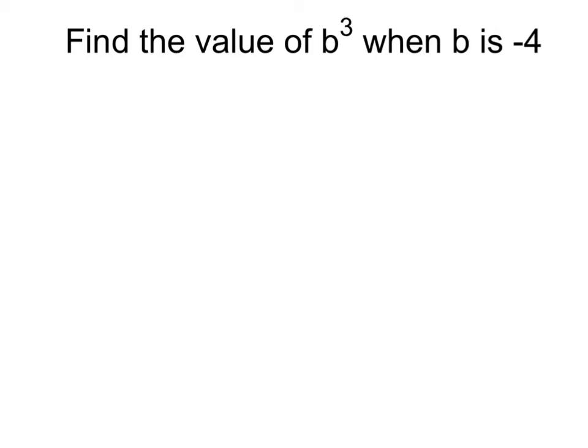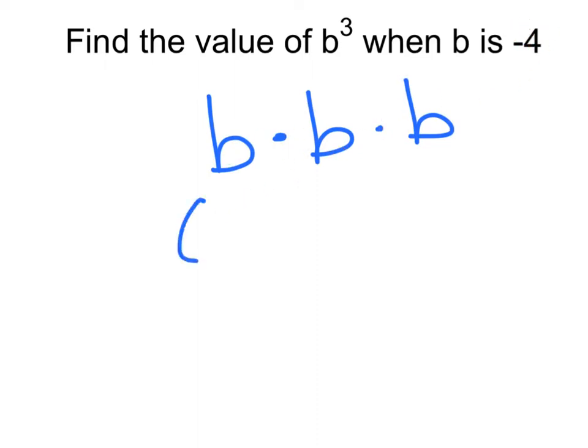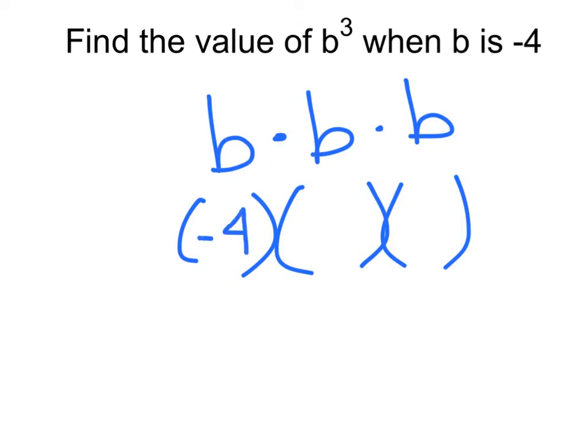Here we're going to need to do a little bit of substitution. It says, find the value of b to the third when b is negative 4. So what should we do? I can see that if it's b to the third, I'm going to rewrite b times b times b. And now I can see that we're going to need to substitute negative 4 for these b's. So I'm going to write open parentheses, open parentheses, open parentheses, because that's another way to write multiplication. And I'm going to write negative 4, negative 4, negative 4.